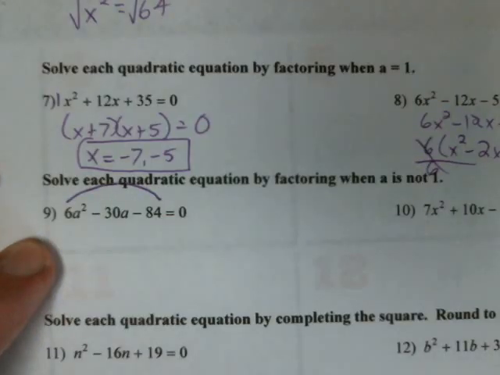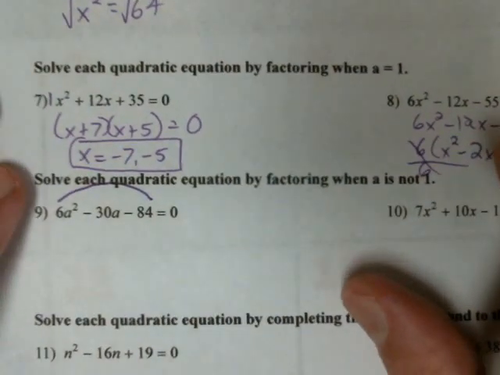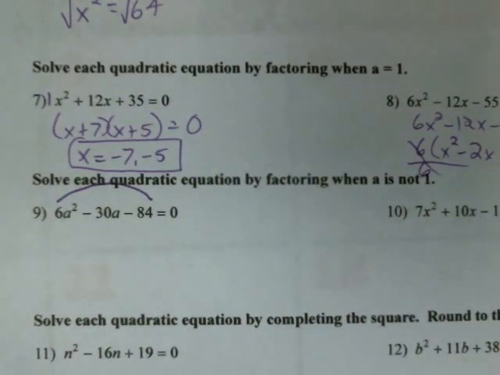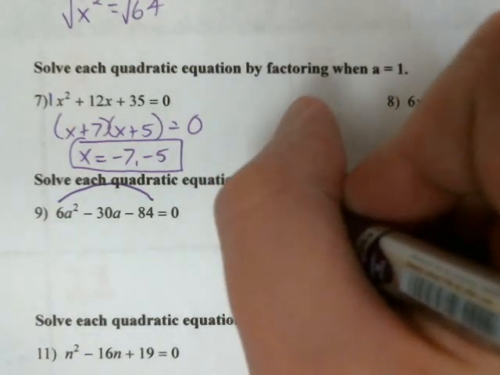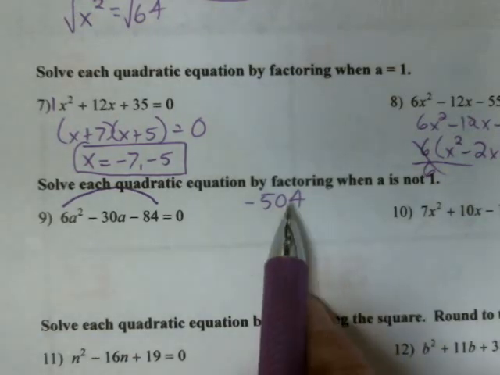You've got to multiply a times c. You multiply the first number, I don't care about the variables, multiply the a times the c. So I multiply these two numbers together. That's going to give me a big number. 6 times, I don't even care about the negative, 6 times negative 84 gives me 504. We can say negative 504. Now, this is a temporary number.